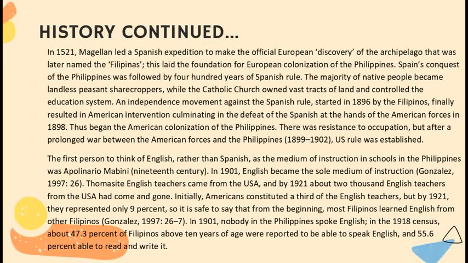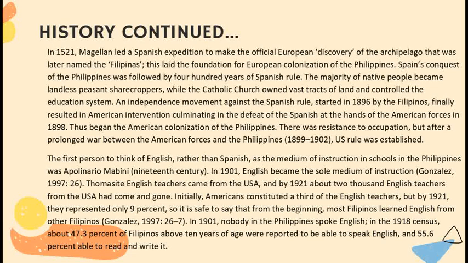In 1521, Magellan led a Spanish expedition to make the official European discovery of the archipelago that was later named the Philippines. This laid the foundation of European colonization of the Philippines. Spain's conquest of the Philippines was followed by 400 years of Spanish rule. The majority of native people became landless peasants and sharecroppers, while the Catholic Church owned vast tracts of land and controlled the education system. An independence movement against the Spanish rule, started in 1896 by the Filipinos, finally resulted in American intervention, culminating in the defeat of the Spanish at the hands of the American forces in 1898. Thus began the American colonization of the Philippines.